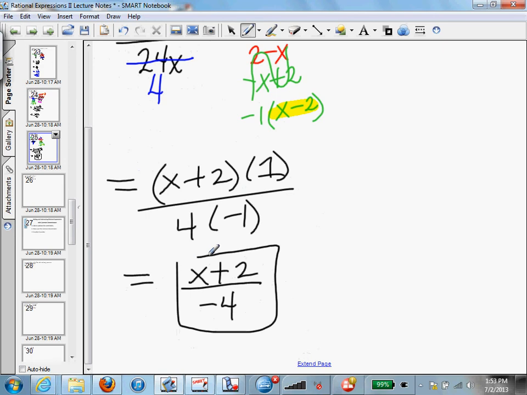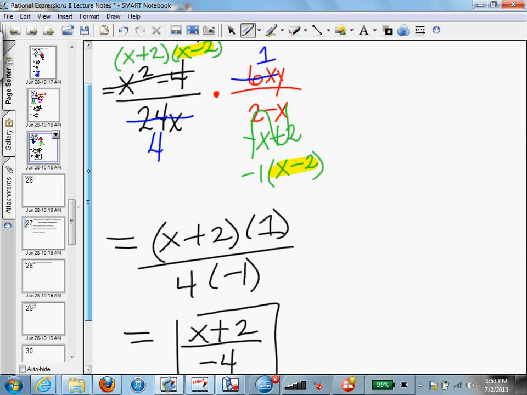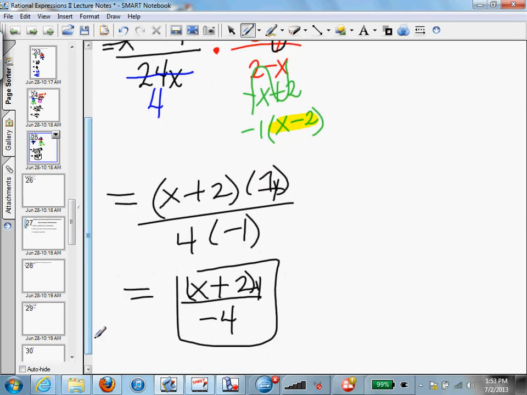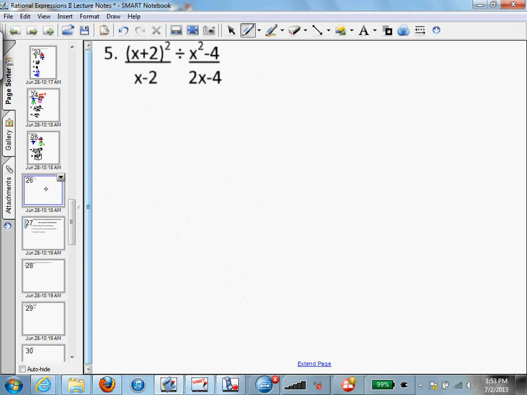And note that the y up here was a part of this one. So we actually have on top that quantity multiplied by y. And these cannot be simplified further. That's as far as we can go.